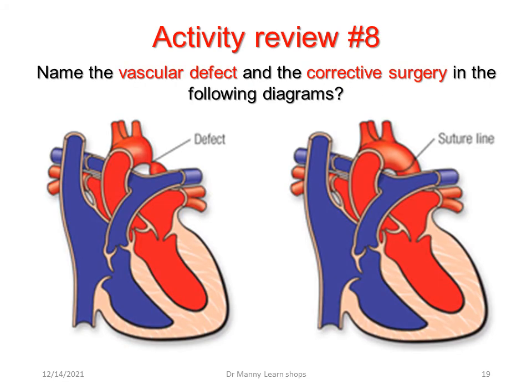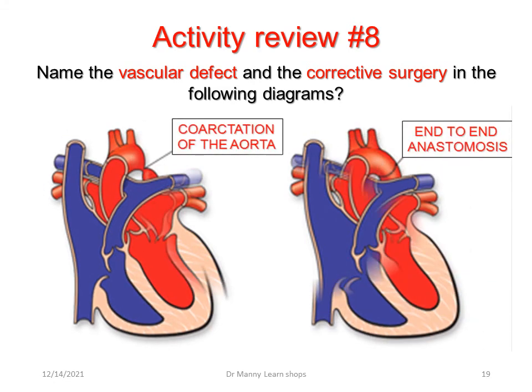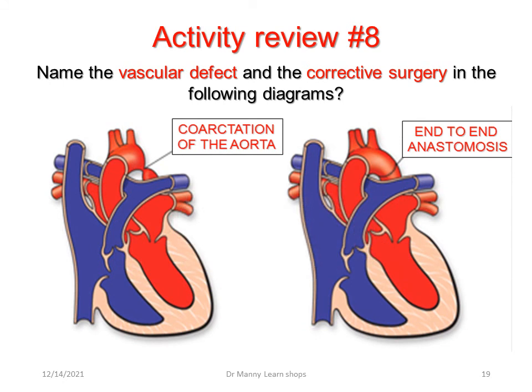Can you name the vascular defect? Look at the aorta and the corrective surgery in the following diagrams. The defect is coarctation of the aorta, and this corrective surgery is end-to-end anastomosis.